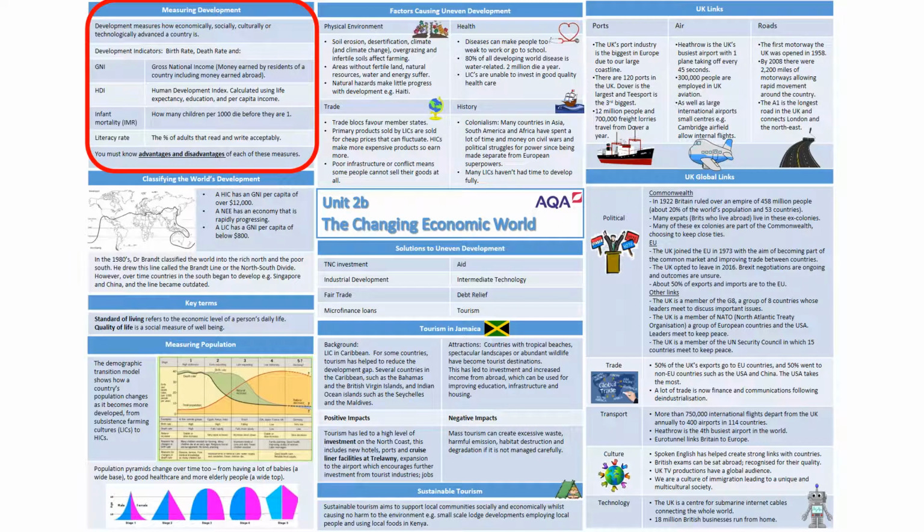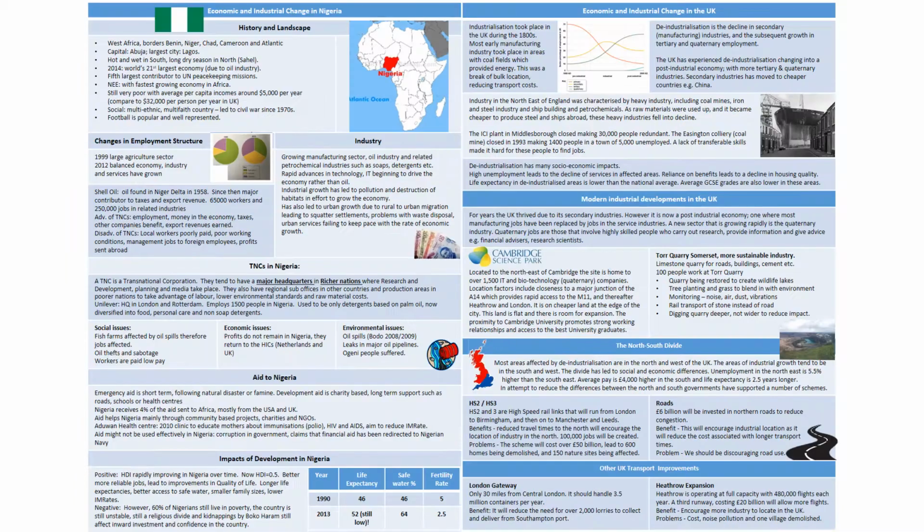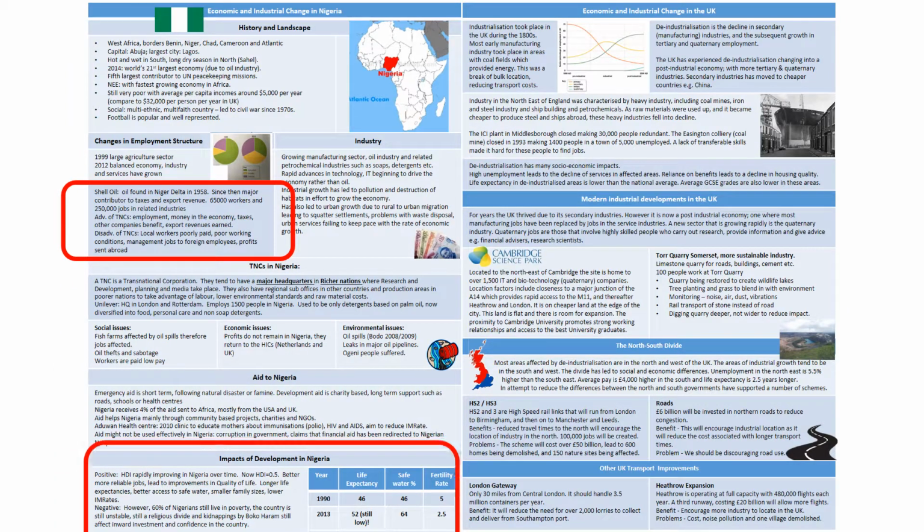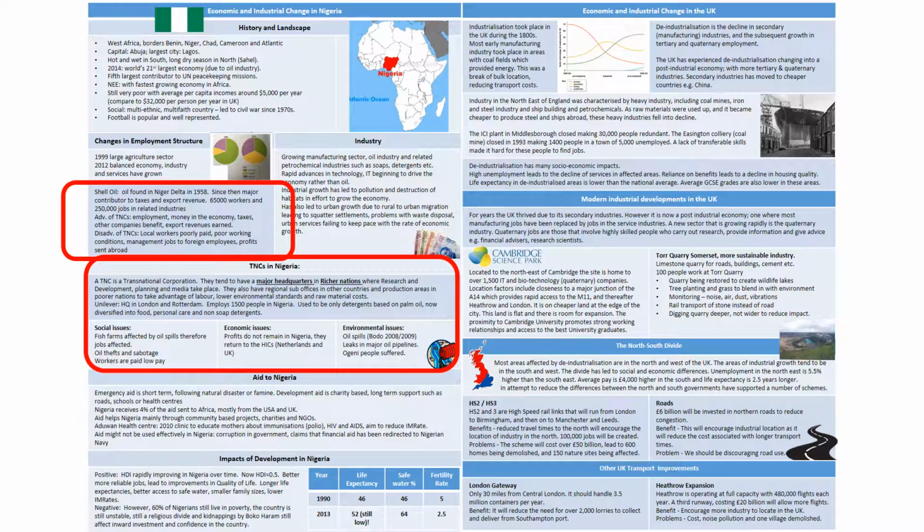doesn't show that. You also need to know the key terms standard of living and quality of life, and you need to know how tourism in a low-income country has helped to reduce the development gap. You also need to know information about Nigeria, about transnational corporations, for example Shell, the benefits and drawbacks of transnational corporations, and how aid has helped Nigeria.